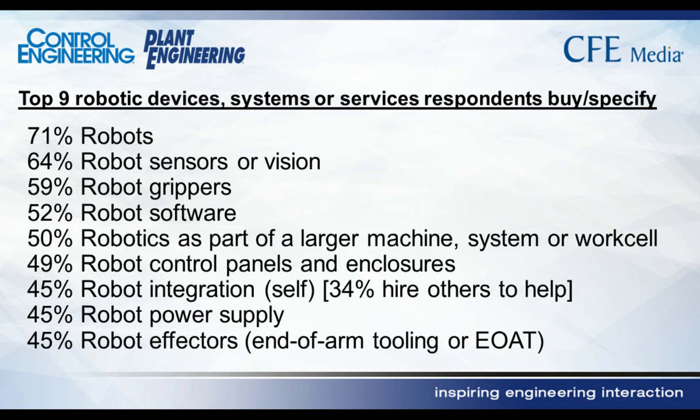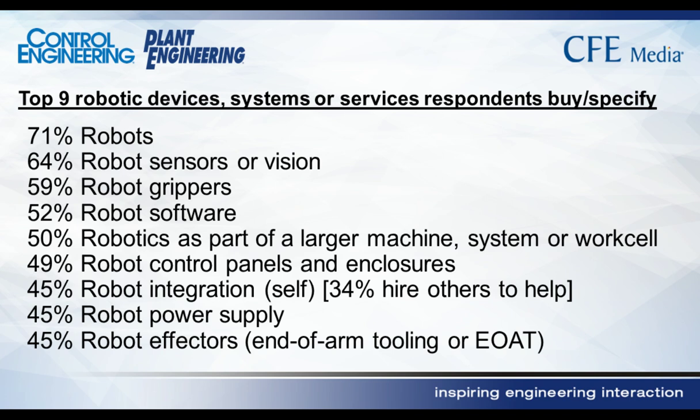Here are the top 9 robotic devices, systems, or services that respondents buy or specify. I wanted to share this answer because it shows the need for wider engineering efforts when working on robotic specifications. It's not just the robot. There's so much more to consider. Especially important is the last point. Without end-of-arm tooling, of course, any robot with an arm is just a moving enclosure of automation.